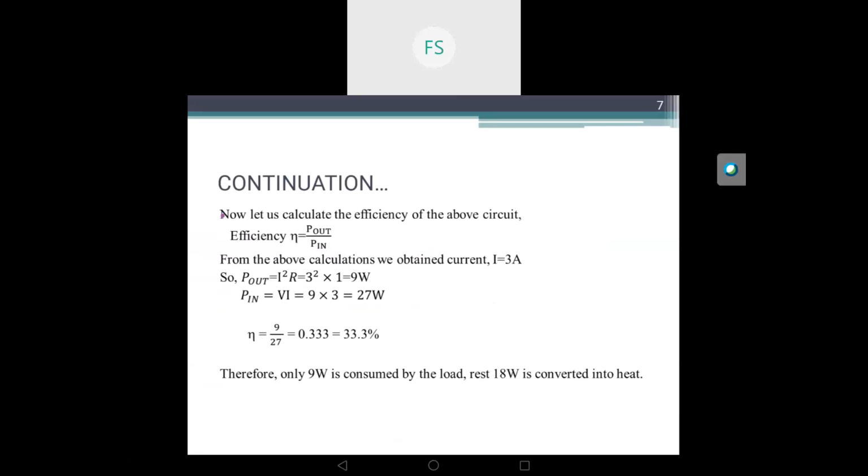So the efficiency will be 9 divided by 27, that is about 0.333, that is 33.3%. So by using a resistive divider, we only get 33.3% efficiency. So we need to move into another circuit so that the efficiency is increased.